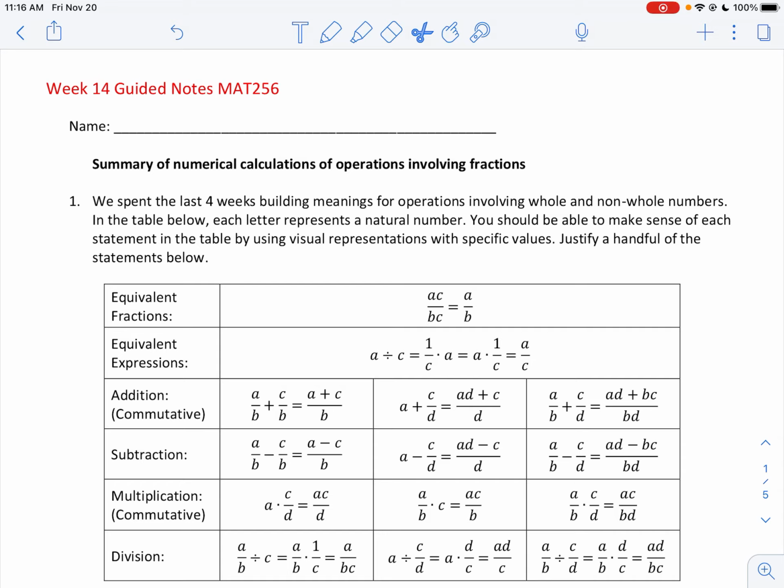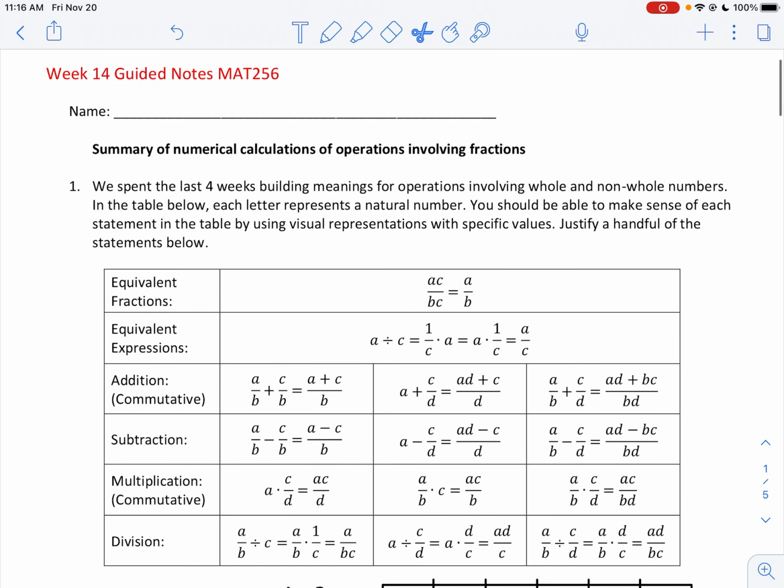In the table below, each letter represents a natural number. You should be able to make sense of each statement in this table by using visual representations with specific values. I'm going to justify a handful of the statements below. In particular, I'm going to justify the fact that these 4 statements are all considered numerically equivalent.